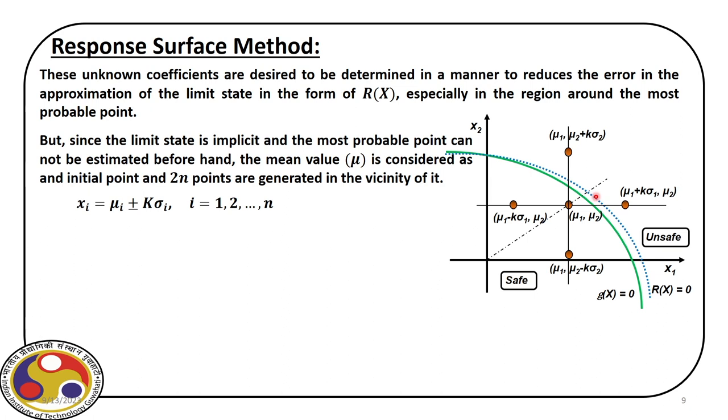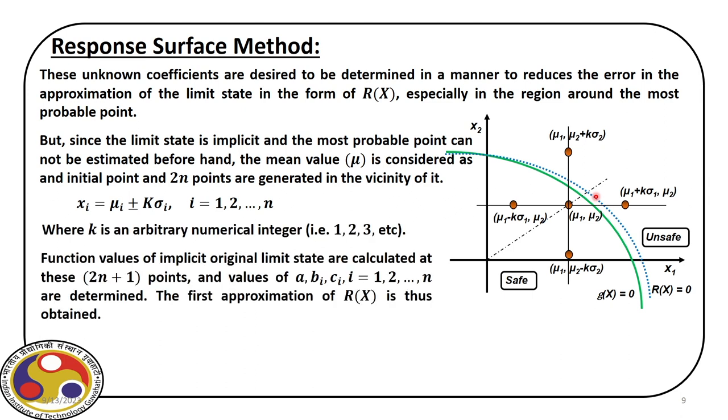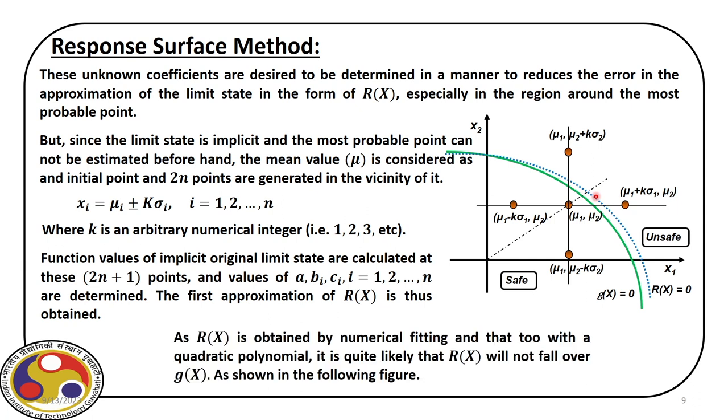So altogether, anyway, we'll have 2n plus 1 points, and that's how we are going to solve this problem. So, the Rx that we get is using a numerical fit. In and around the reference point, we fit the surface, and the moment we do that, then we can use that. Now, here I want to mention one thing.